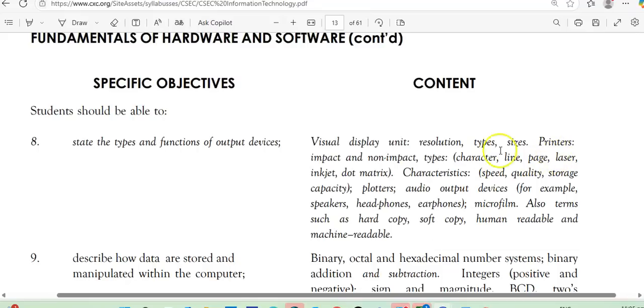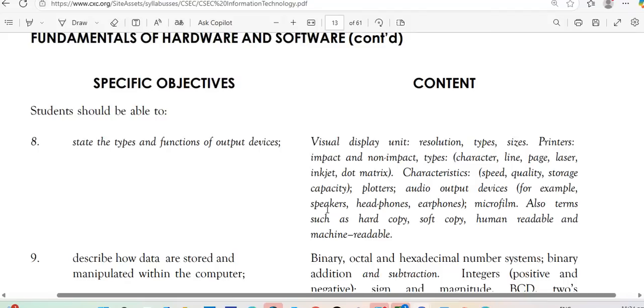All right, so that's it for printers. Now, they asked us to look at the characteristics of printers. The characteristics of printers include speed, quality, and storage capacity. The speed is the rate at which the printer can produce printed output, usually measured in pages per minute. Quality is the level of detail and clarity in the printed output, often measured in dots per inch. Storage capacity is the amount of data that a printer can store in its memory, usually measured in megabytes or gigabytes.